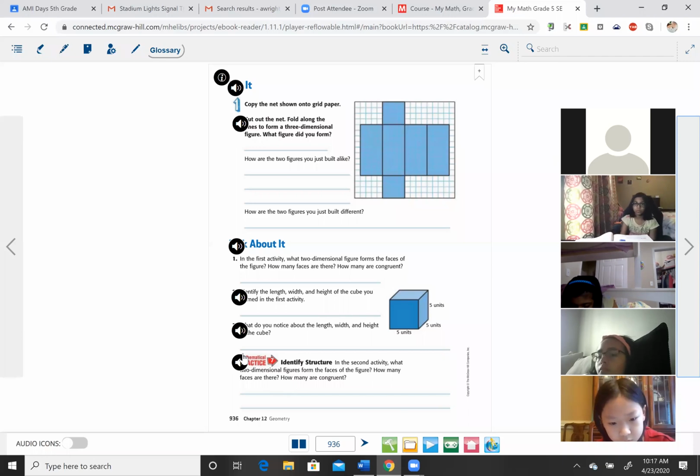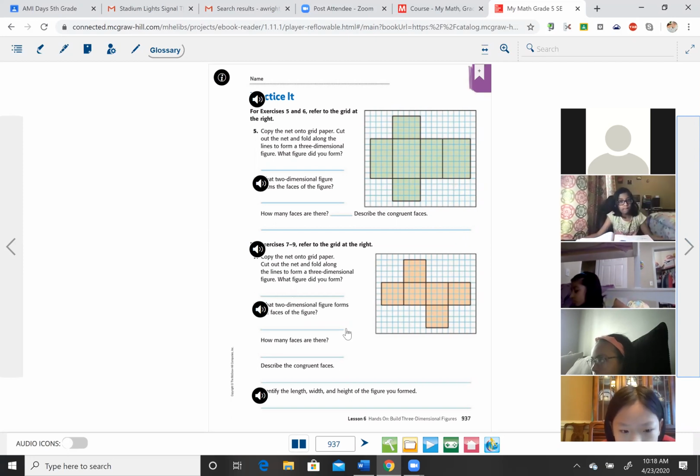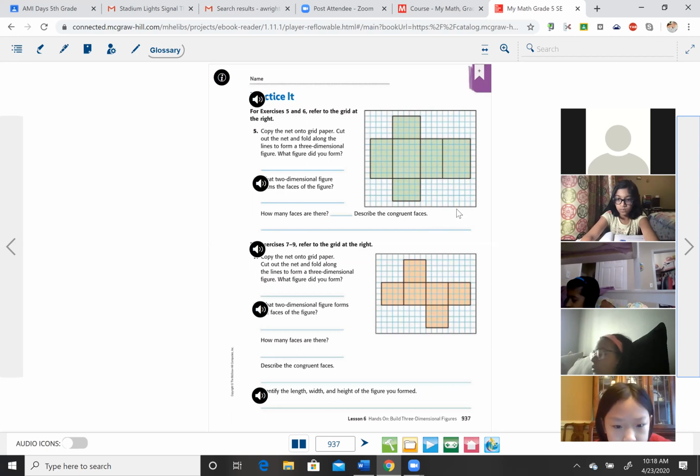So now we get to this last question. In the second activity, what two-dimensional, we're skipping that because they don't make references to which one it actually is. So number 6, you're asking, what does it mean? Describe the congruent faces for number 6. Fun fact, we're not actually going to do the practice page today, so we're going to talk through some of these. Ishan is specifically asking about this question right here.